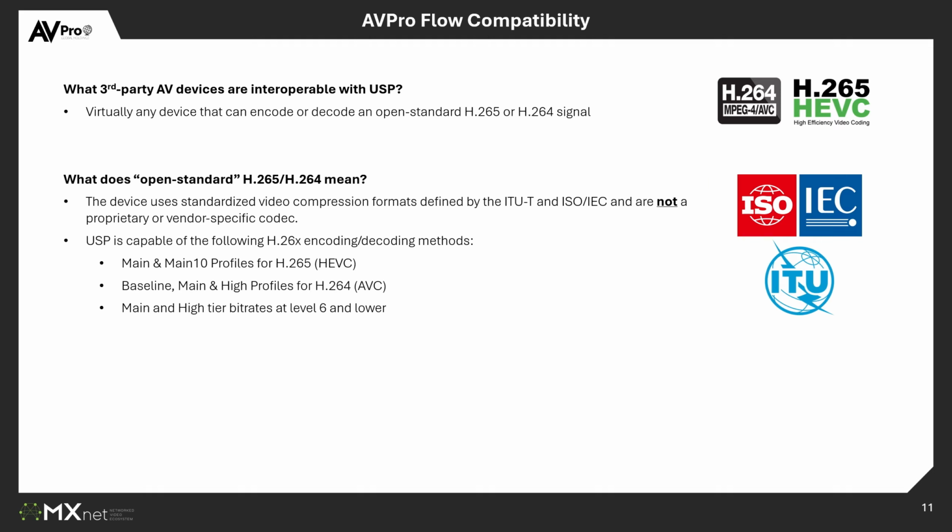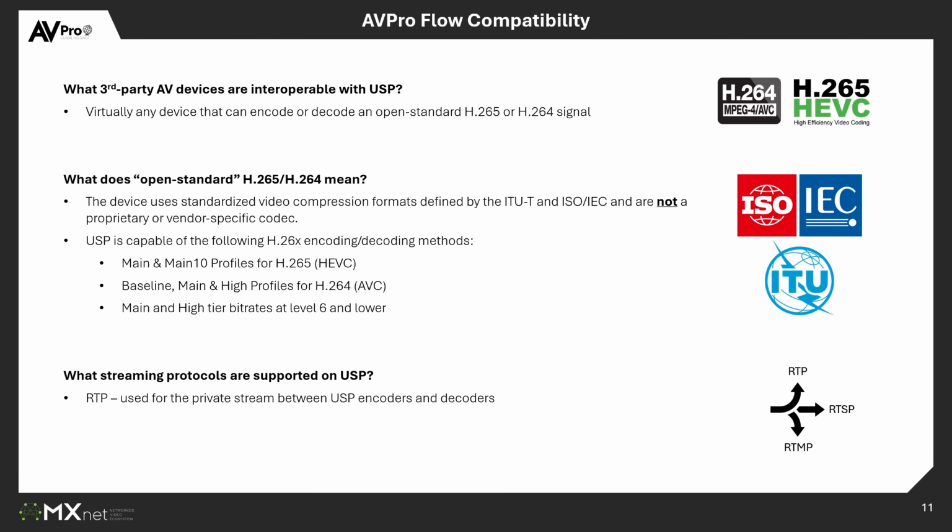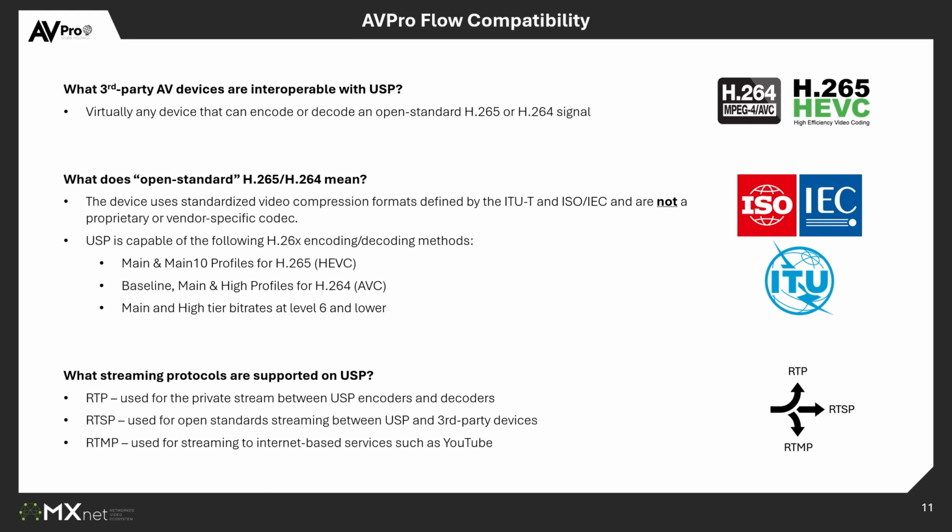USP is capable of transmitting this content through a few different network protocols. RTP is used for a private stream between USB endpoints. This stream is encrypted and supports the distribution of HTTP protected content. RTSP is used for open standard streaming between USP and third-party devices, and RTMP is used for streaming content to internet-based services such as YouTube.